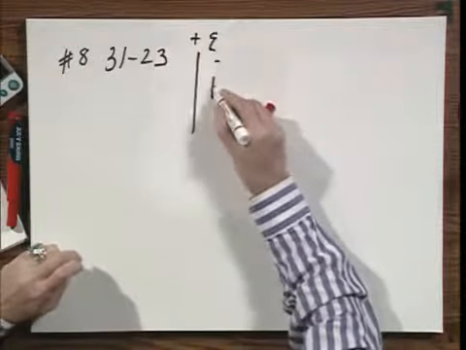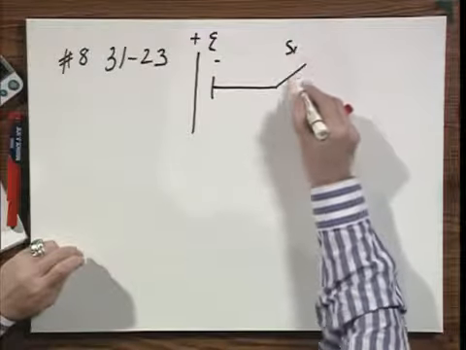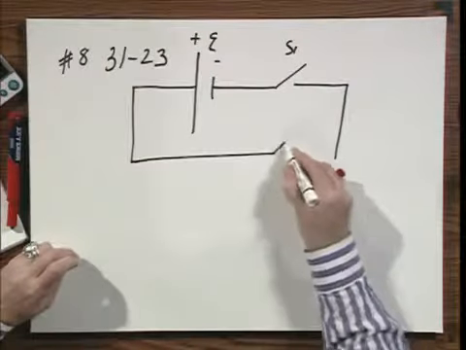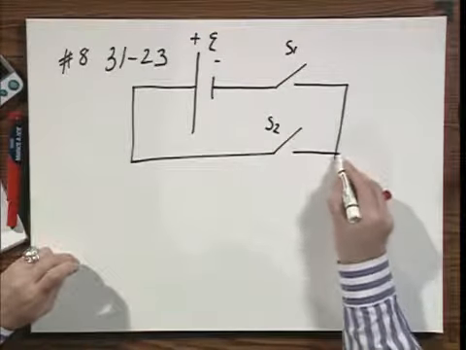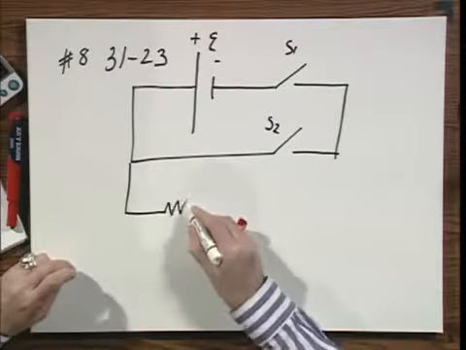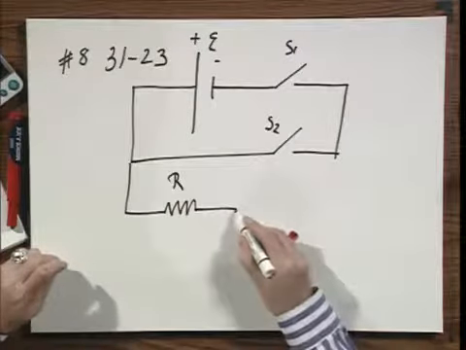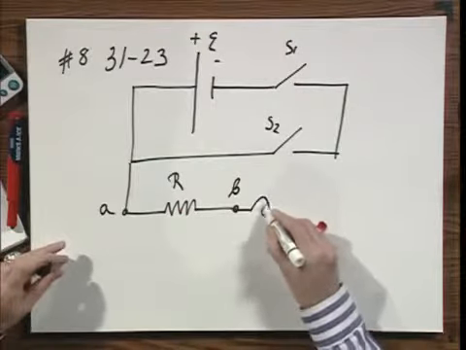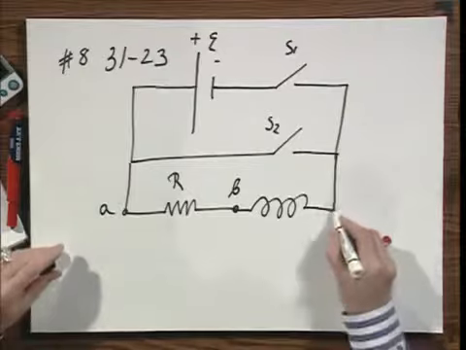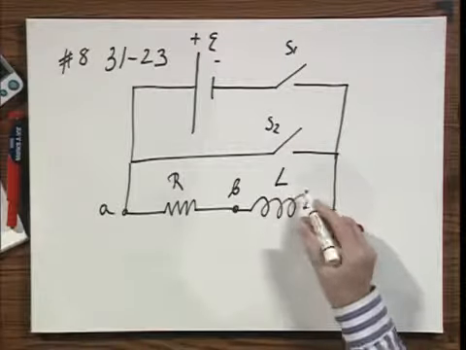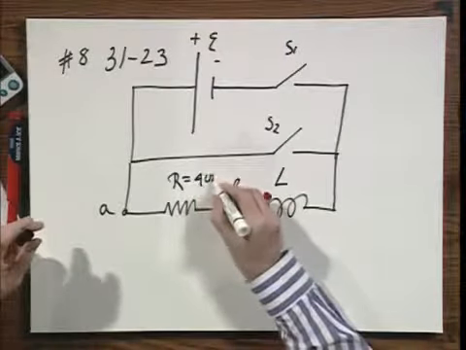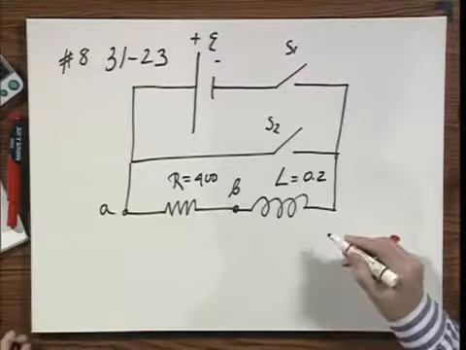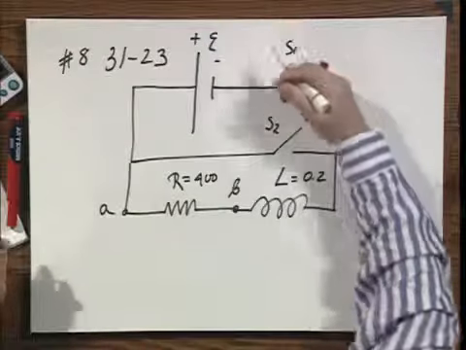Plus, minus, a switch S1, switch S2, resistance R, this point is called A, this point is called B, self-inductance, which we now understand, we call a solenoid a self-inductance. The R was 400 ohms, and the L had an SI value of 0.2, which is in units of Henry. I close S1.